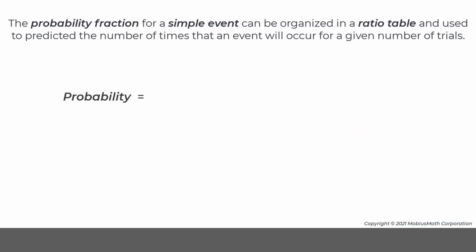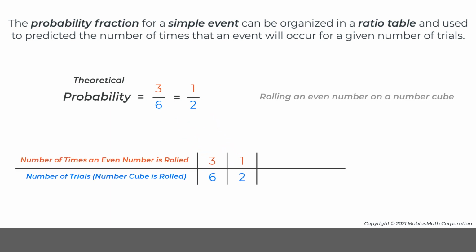The probability fraction for a simple event can be organized in a ratio table and used to predict the number of times that an event will occur for a given number of trials. For example, the theoretical probability for rolling an even number with a number cube was calculated to be 3/6, which is equal to 1/2. These two equivalent probability fractions can be organized in a ratio table and interpreted as follows.